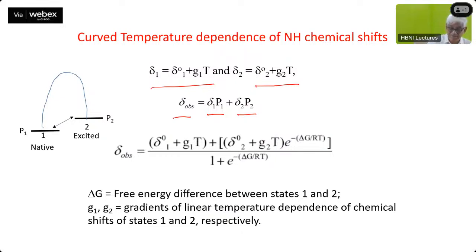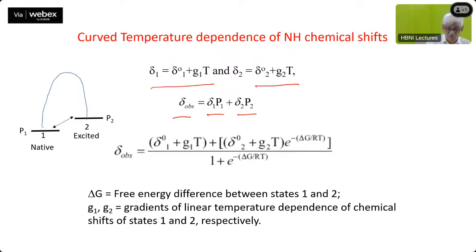Therefore, you express this in the form of, after some simplification in the mathematics, P1 and P2 will depend upon the free energy difference between the two, right? Therefore, the free energy comes into the picture automatically. Free energy comes and the temperature also will come. The populations will depend upon the temperature, and therefore the observed chemical shift will also depend upon the temperature and also upon the free energy difference between the two.